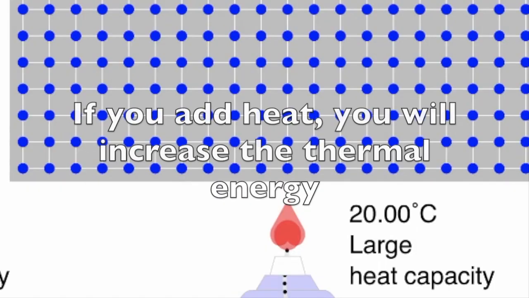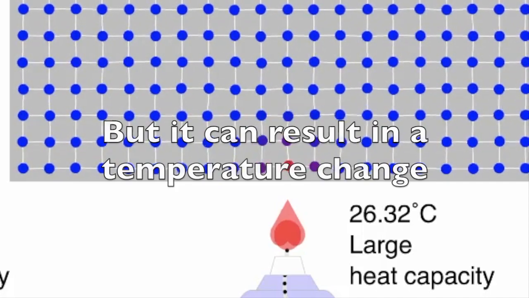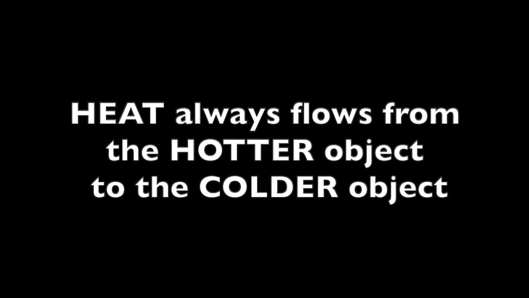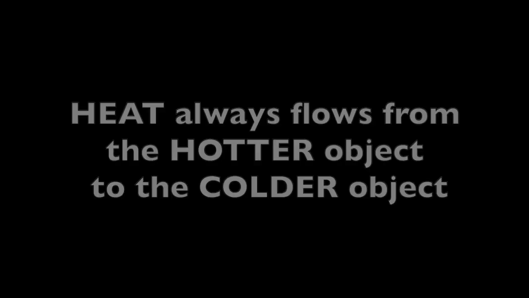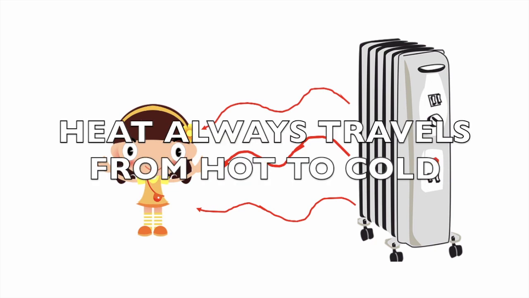Heat is not the same thing as thermal energy, but if you add heat, you will increase the thermal energy of a substance. Heat is not the same thing as temperature, but it can result in a temperature change because it'll make all the particles move faster. Heat always flows from the hotter object to the colder object, never the other way around. So if you were standing near a space heater, the heat is going to travel to you. Your cold is not going to travel to it. Heat always travels from hot to cold.